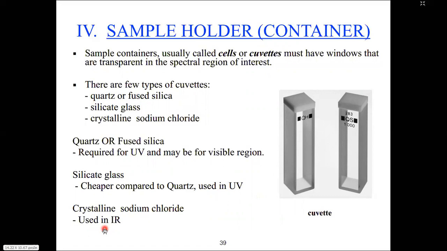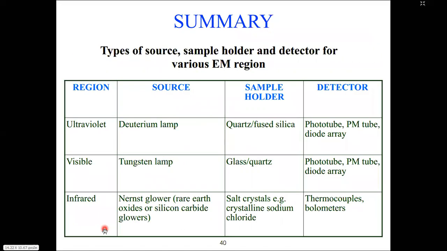So these are the four components of the instrument. This is the summary of what we have discussed: the source, sample and sample holder, detector, and various electromagnetic regions. You have ultraviolet, visible, and infrared. If you want to do ultraviolet spectroscopy, then you need to have a source, which is a deuterium lamp. For visible, tungsten lamp, and for infrared, Nernst glower. And accordingly, you need to have this sample holder, and you can have these detectors.